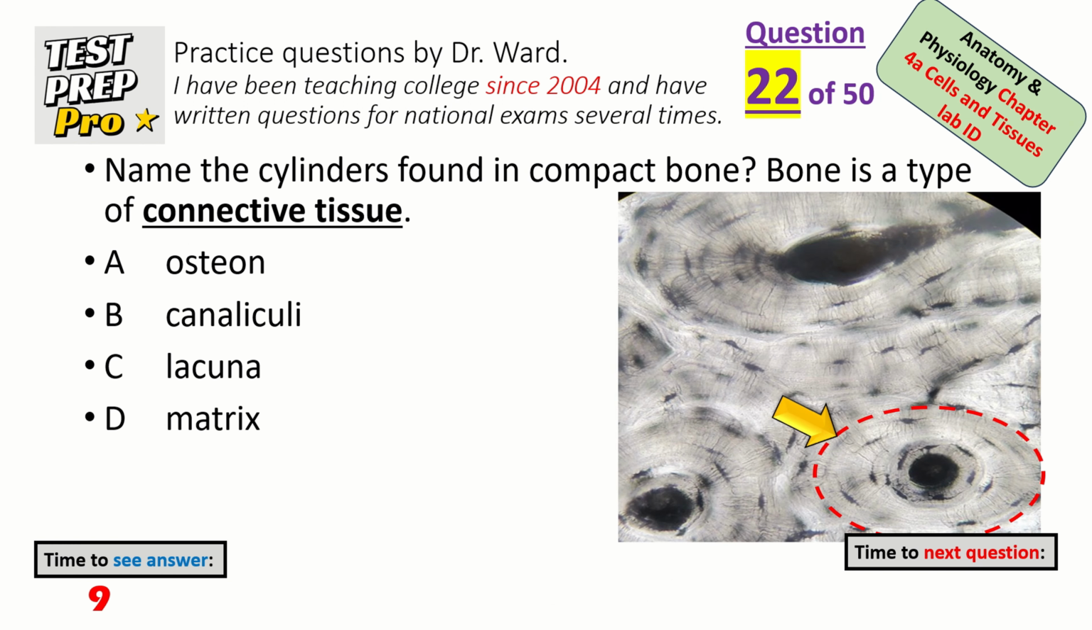Name the cylinders found in compact bone. Bone is a type of connective tissue. Osteons.